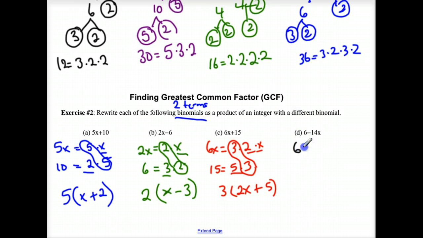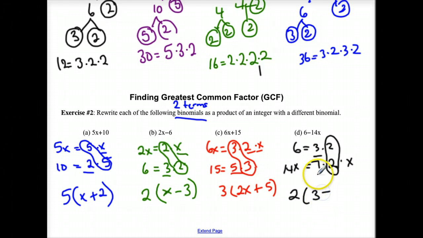Let's see, 6 is 3 times 2. 14 is 7 times 2. Oh, it's 14x. So let's write it. 14x is 7 times 2 times x. They have a 2 in common. Take the 2 out. 3 is left over, minus a 7 and an x. So 3 minus 7x. Now, if they had two numbers in common, I will just multiply the numbers, just out there, okay?